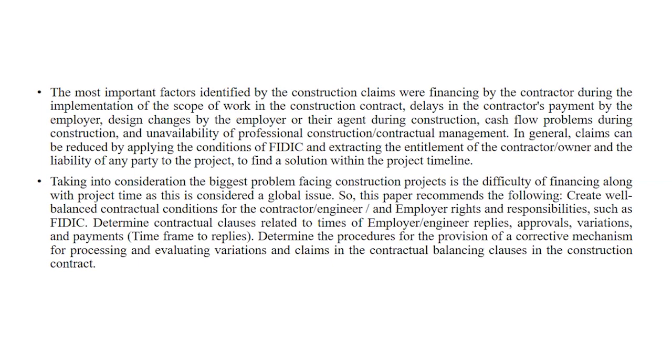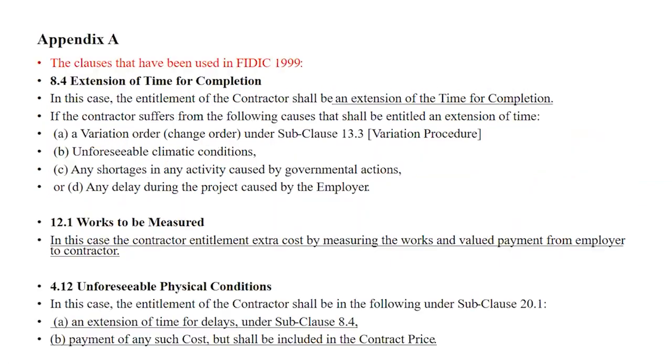Number one, create well-balanced conditions for contract, engineer and employer rights and their responsibilities, such as FIDIC, determine construction clauses related to times of employer and engineer replies, approval, variation, and payment, and time frames to reply. Determine the procedures for the provisions of a corrective mechanism for proceeding and evaluating variation and claims, and balance clauses in the construction contract.